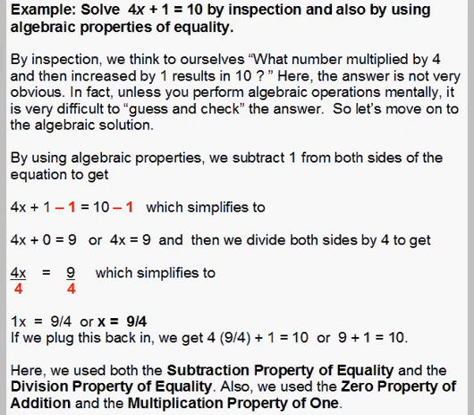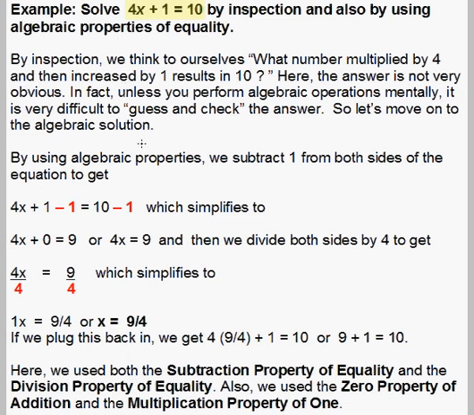In this final example, we're going to solve the equation 4x plus 1 equals 10 by inspection and also using algebraic properties of equality. Well, to solve by inspection, we ask ourselves, what number would you multiply by 4 and then add 1 to give us 10? Well, that answer is not so obvious. In fact, the answer will be a fraction, and really the only way we can get that answer is by performing the algebraic operations needed in our head.